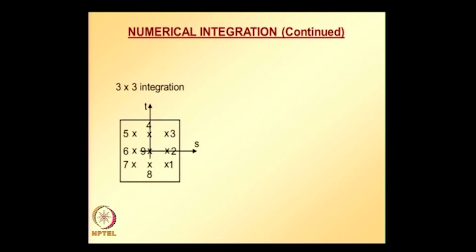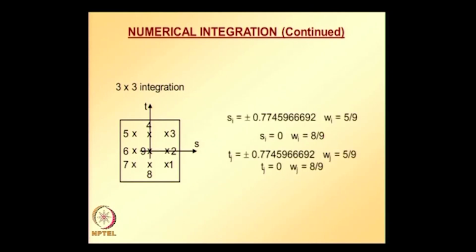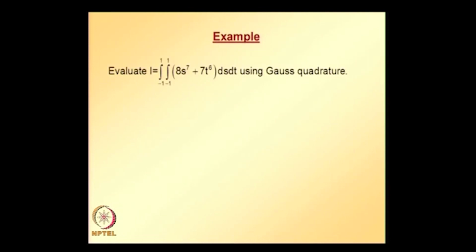Similarly, for 3 by 3 integration, the locations of integration points along s direction and the locations of integration points along t direction are given, and the corresponding weights are given. So, by taking the Cartesian product we can get the coordinates of all integration points, and this we can apply to evaluate this integral using Gauss quadrature.